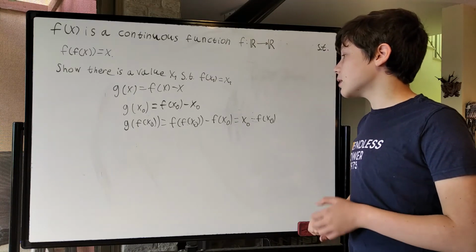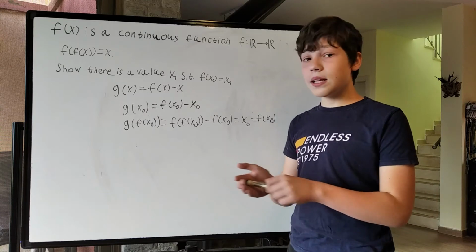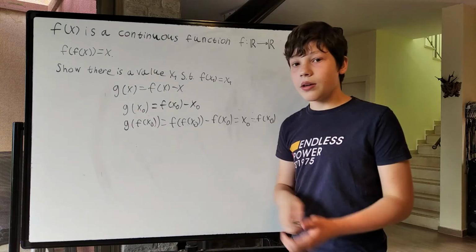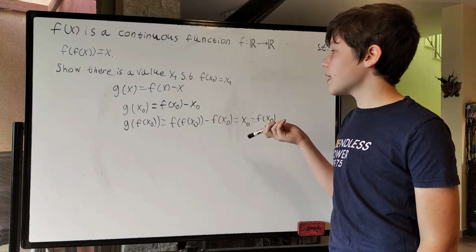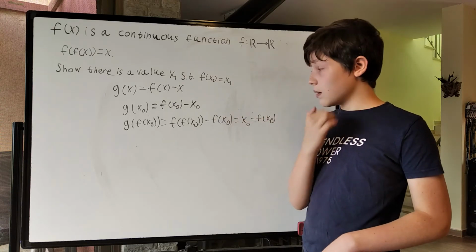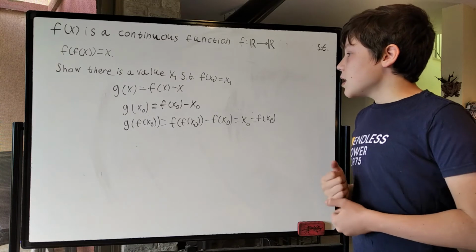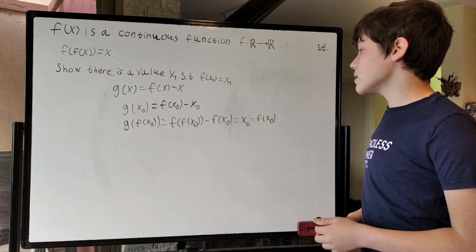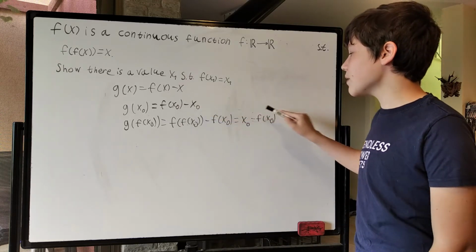First of all, let's check. So either g of x0 is positive, negative, or 0. If it's 0, then we get f of x0 is x0, and congratulations, we're done. We found a certain value x0, such that f of x0 is x0. But in the case that this is not 0, which is most likely the case, we can say that this is positive or negative. And because this is the negative of this, these would have different signs. If this is positive, this is negative; if this is negative, this is positive.